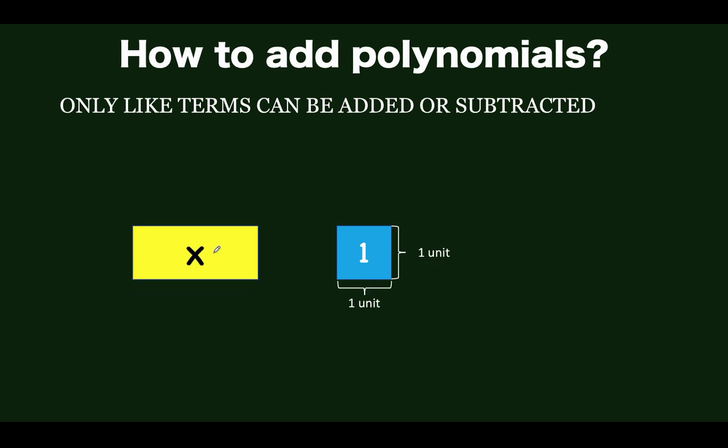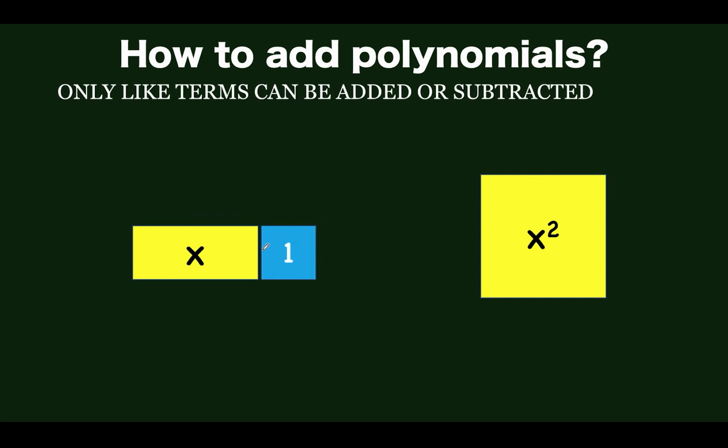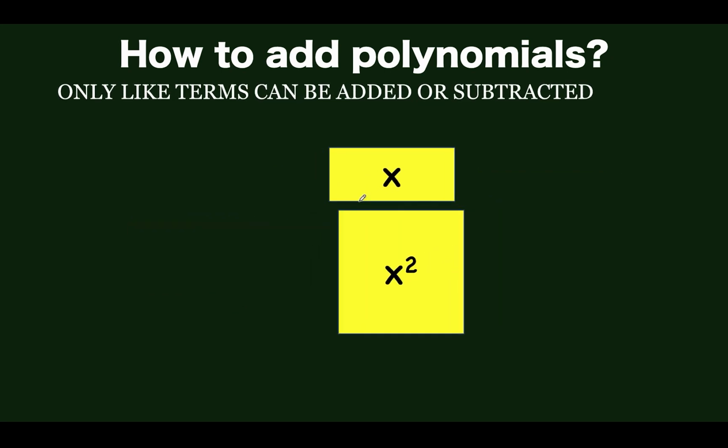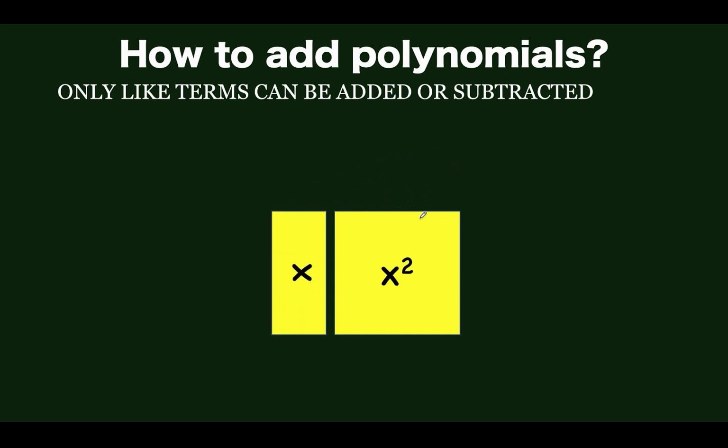This is how we visualize x. Its length is unknown, so that is represented by the variable x. And its width is given to be 1 unit, the same as this blue square. Now, x squared is visualized as a square with a side length similar to this, x. So the side length is x, and therefore its area is x squared. So notice that the width of this x is 1 unit, and the side length of the square is x. So you have x by x to get x squared.